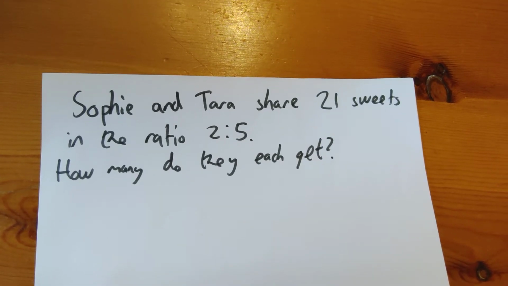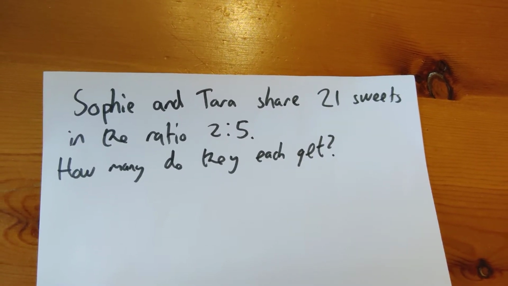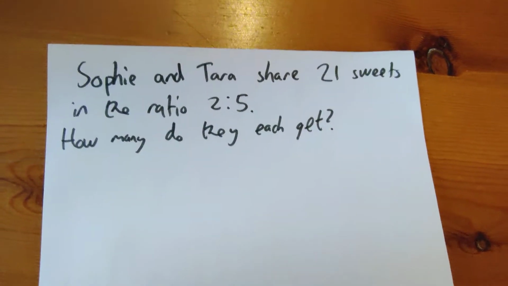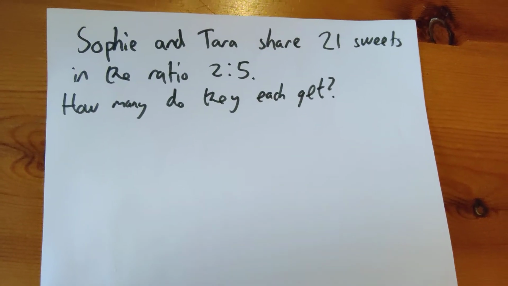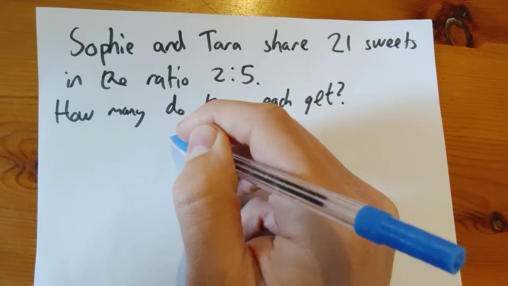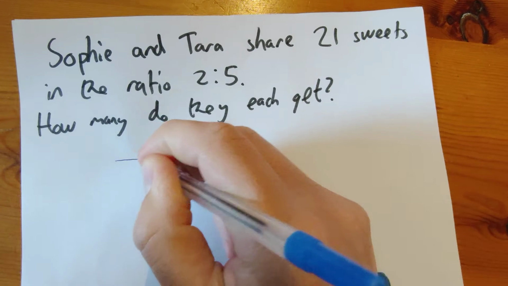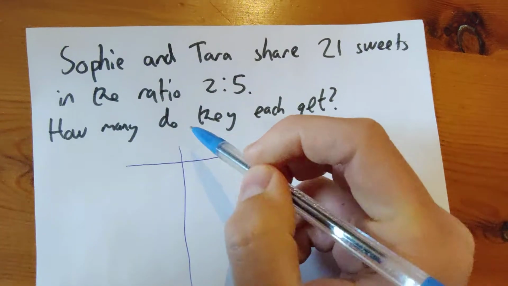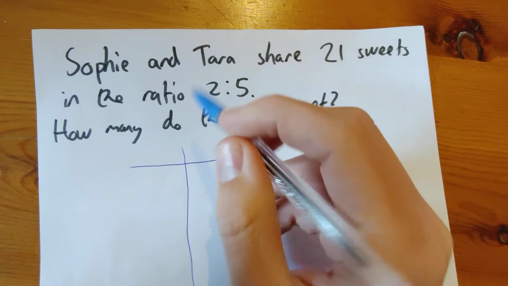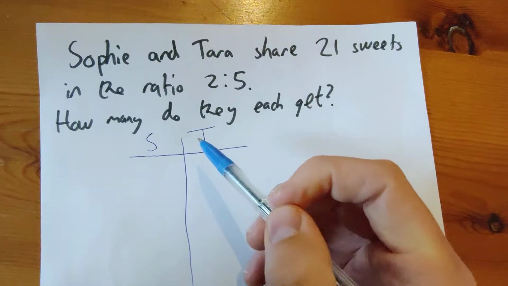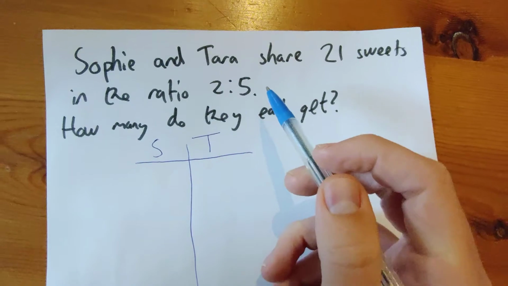The first one is this. You can see Sophie and Tara share 21 sweets in the ratio 2:5. How many do they each get? Well, what I like to do with any sharing in a ratio problem, any problem involving things being split up in a ratio, is draw a table so I can visually represent what's going on. It's really important to get the order right. So if it's Sophie and Tara, I must do Sophie first and Tara second. And Sophie gets 2 parts and Tara gets 5 parts.